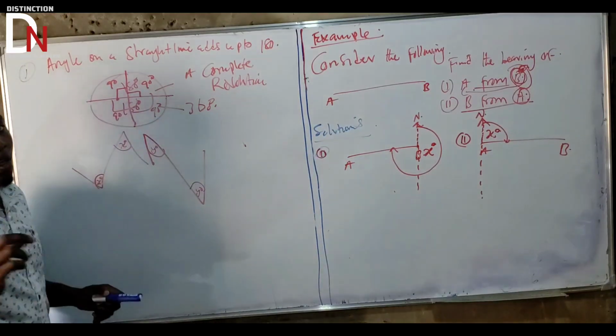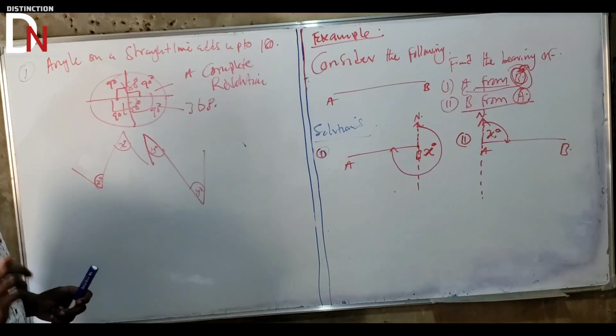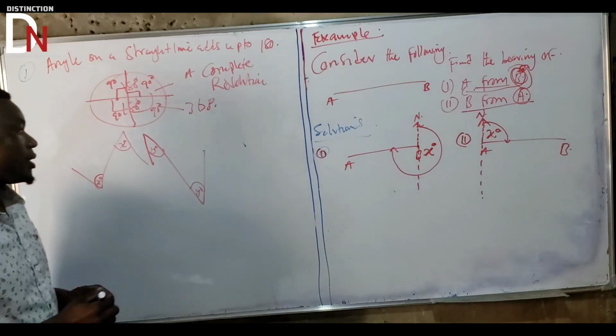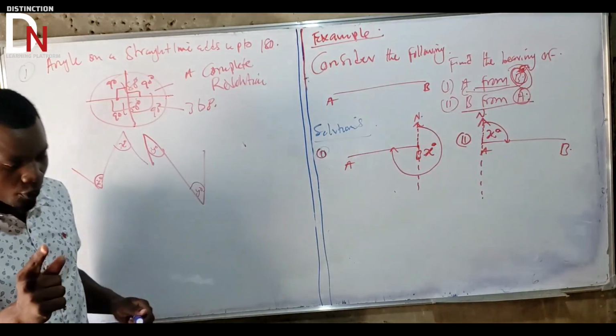Angles on a straight line add up to 180, like that. Okay. You're supposed to know that.